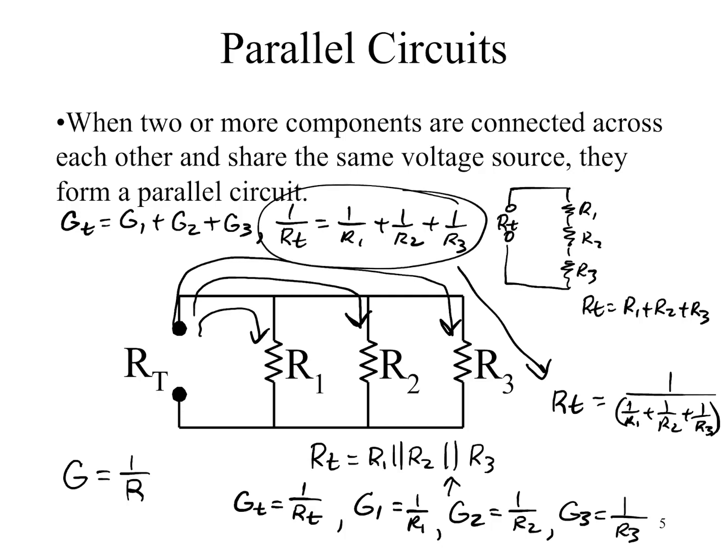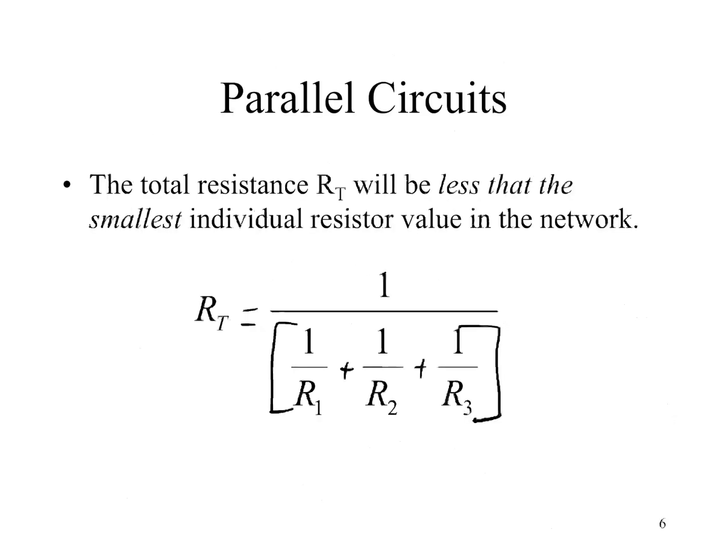So that's one way of looking at it in terms of conductance, a quantity we haven't talked about, that is simply the opposite of resistance. So that's going to give us this equation. And one important note here to help you verify that you have the right value is a quick check to make sure that the total resistance of any parallel circuit is less than the smallest individual resistance value.